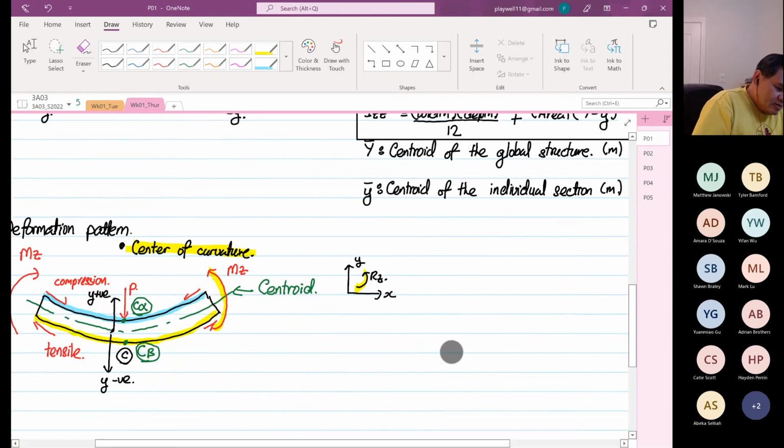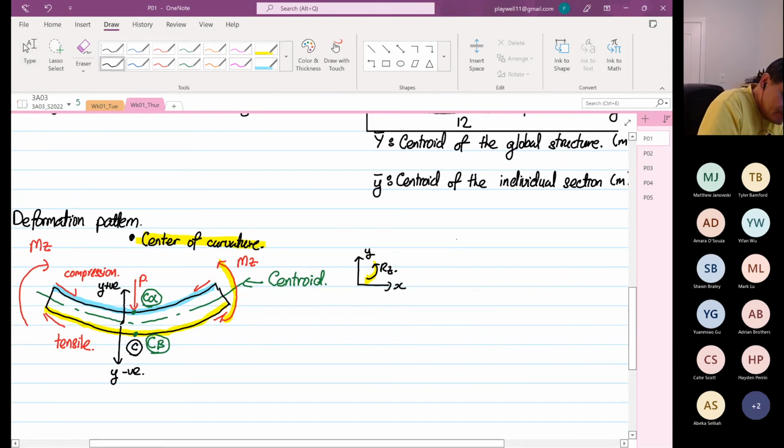So now let's look at the general formula.